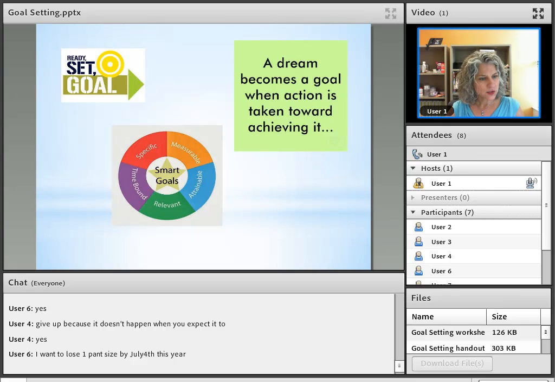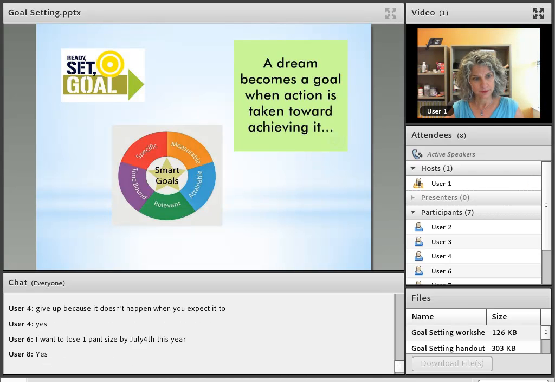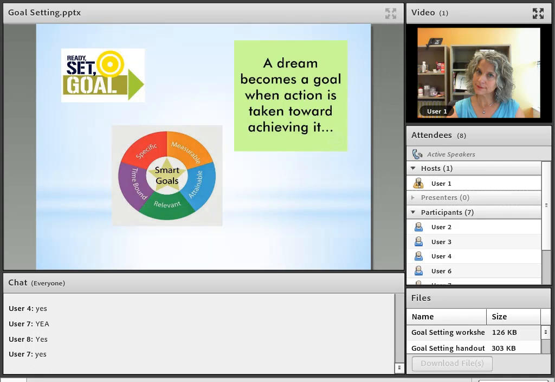Okay, so Pam says her goal is to, thank you Pam for being the first to join in. So Pam says she wants to lose 1 pant size by July 4th of this year. So is that specific? Everybody chime in. Okay, so it's specific. Is it measurable? Yes. Is it attainable? Yeah? Okay, let's pause there.